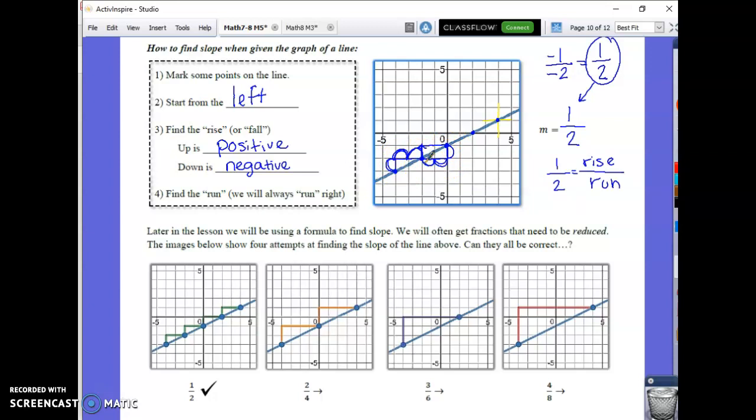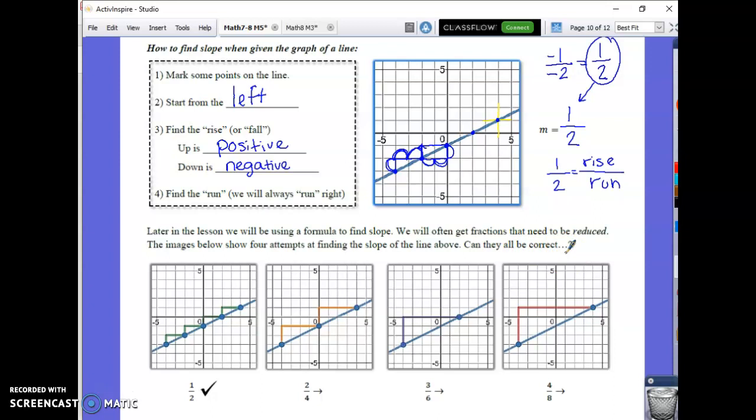Later in the lesson, we will be using a formula to find slope. We will often get fractions that need to be reduced. The images below show 4 attempts at finding the slope of the line above. Can they all be correct?